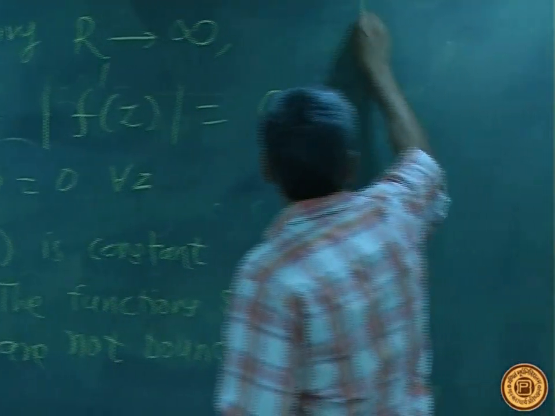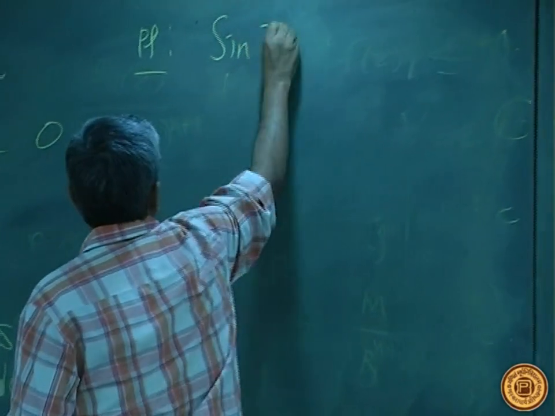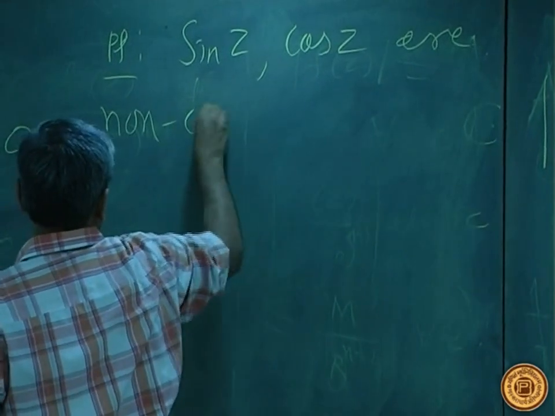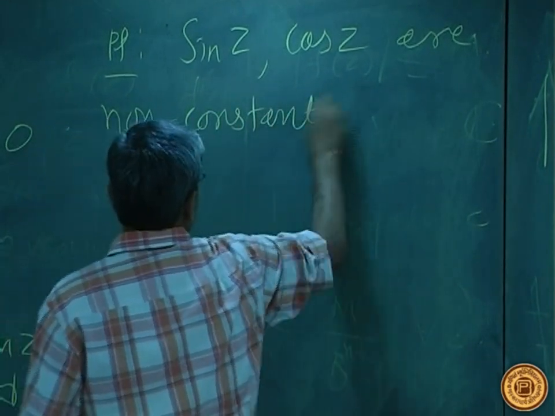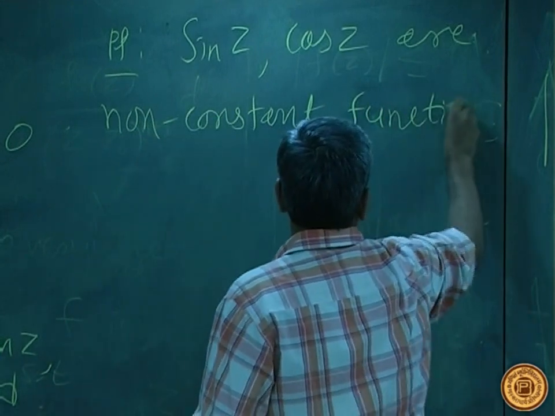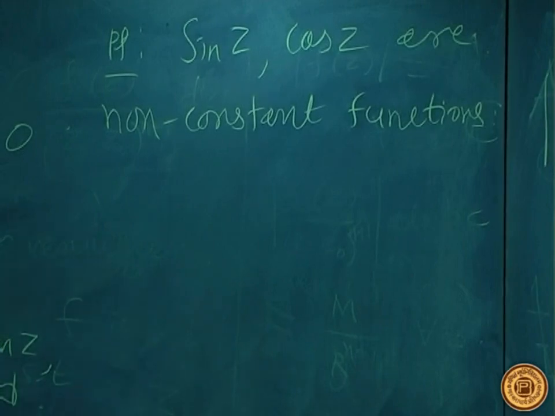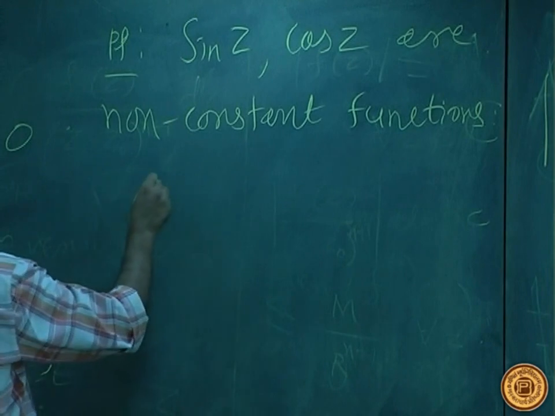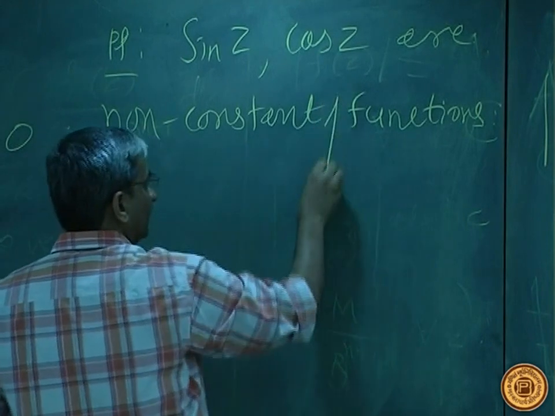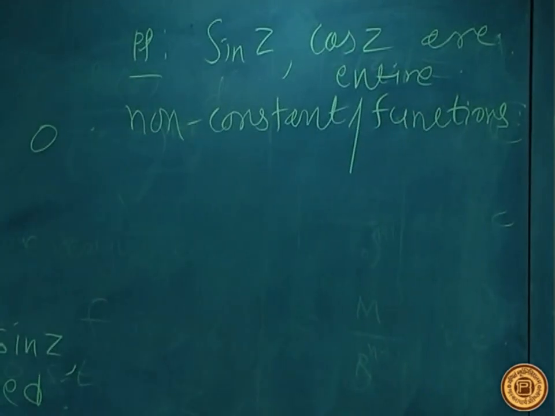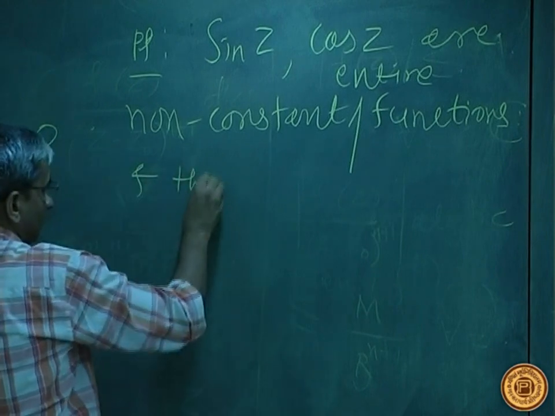Okay? So the proof is: sin z, cos z are non-constant functions, and let me add one thing, that they are entire. Non-constant entire functions. So they cannot be bounded and thus are unbounded.